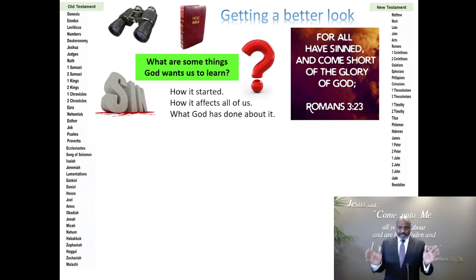If we take a closer look, if we get a better look at the Bible, we can read how sin started. We can read how it affects all of us. And we can read about what God has done about it, about sin. But let's answer this question.